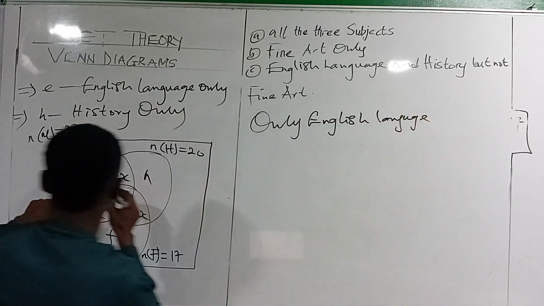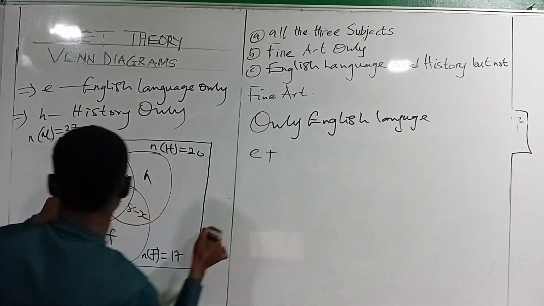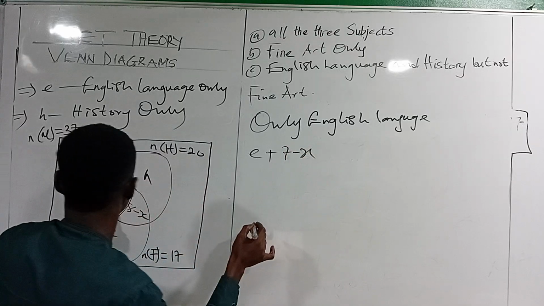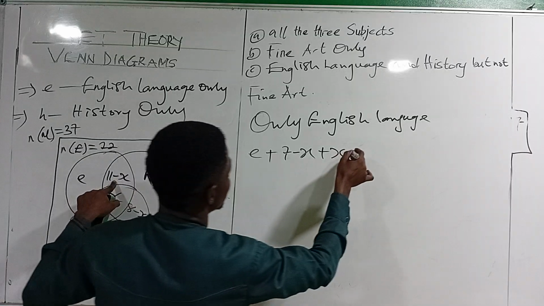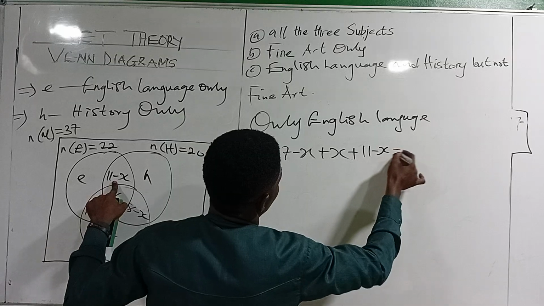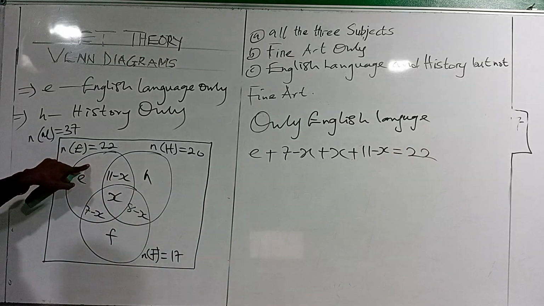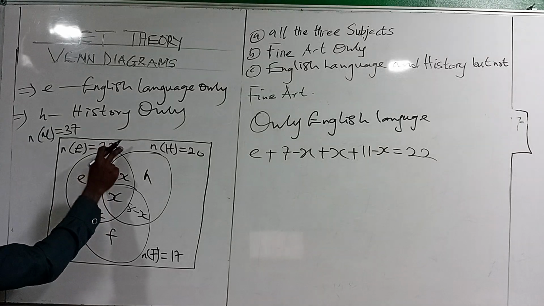Only English language, which equals this one. We are going to add E plus 7 minus x plus x, then plus 11 minus x, then equals what? 22. Only if you add this plus this plus this plus this, then it equals this one.